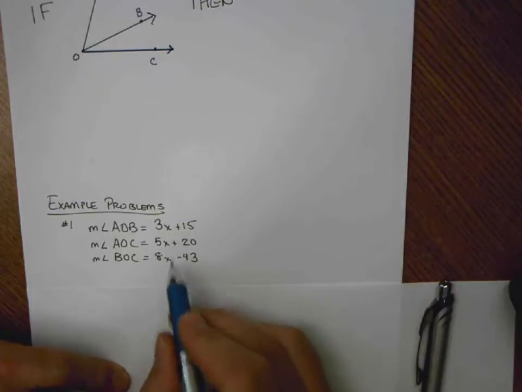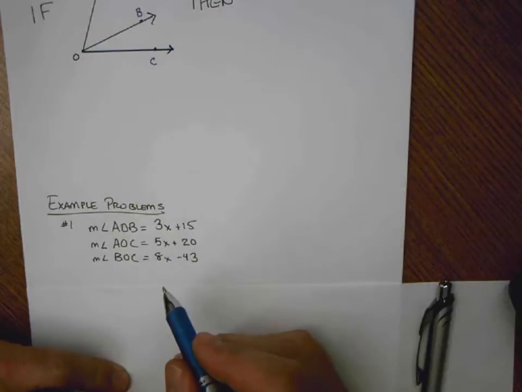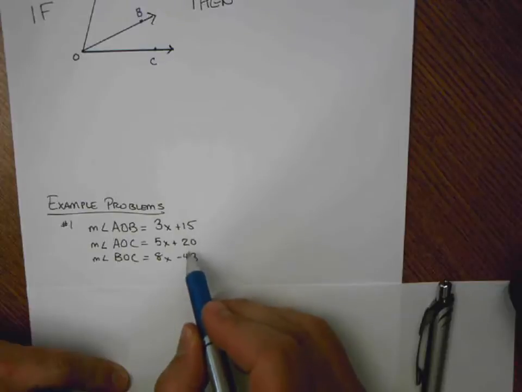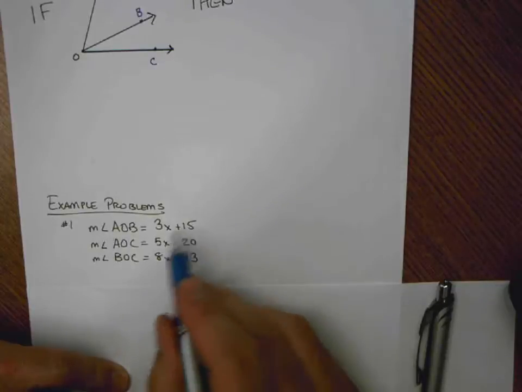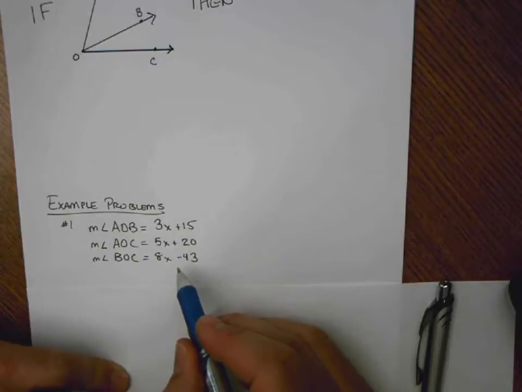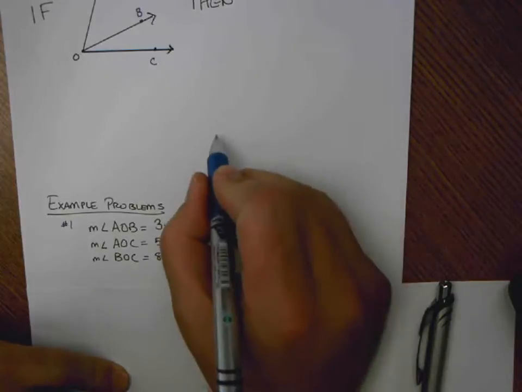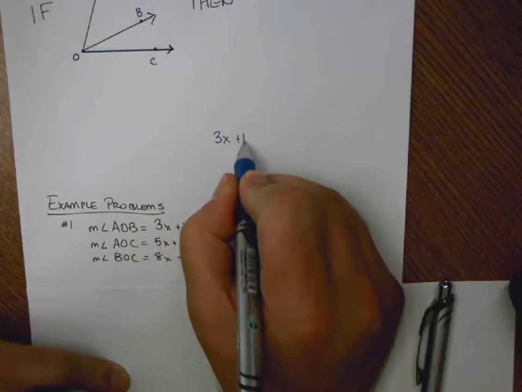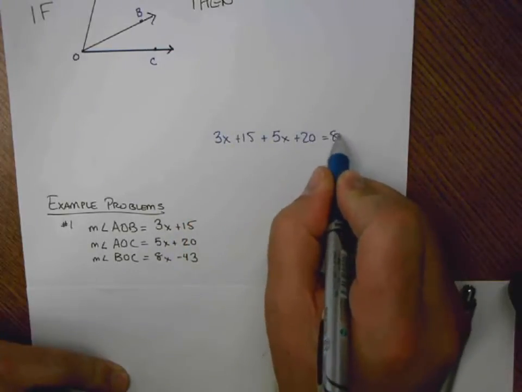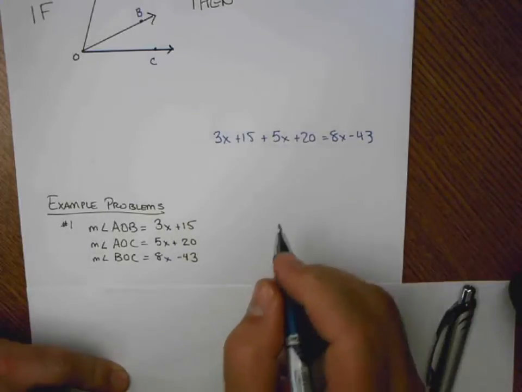However, oftentimes people don't know exactly how to create the equation. Do I add the first two to equal the third? Do I make the first equal the last two? In this case, I think most people probably, without thinking it through, would set up this: 3x plus 15 plus 5x plus 20 equals 8x minus 43.